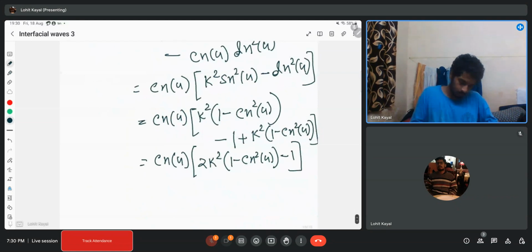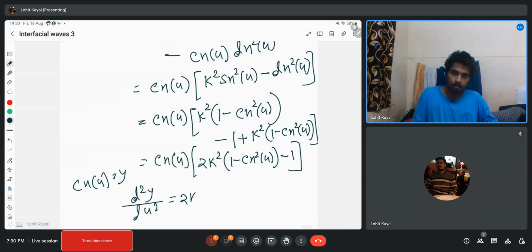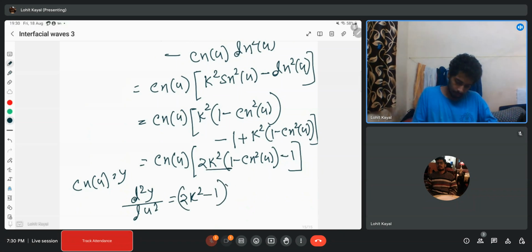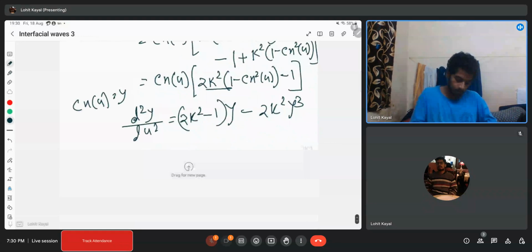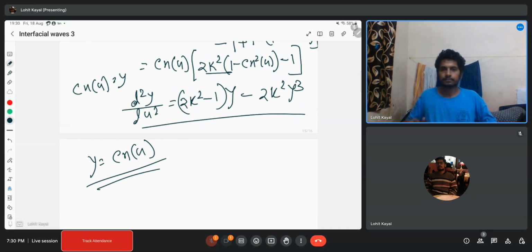So if cnu equals y, I get d square y by du square equal to 2k square minus 1 times y minus 2k square y cube. So you see, your y equal to cnu is a correct solution.